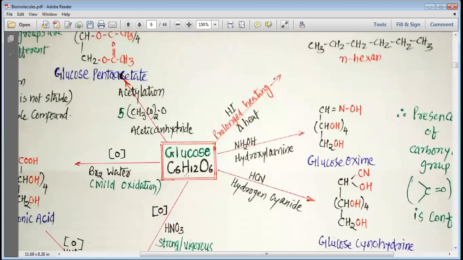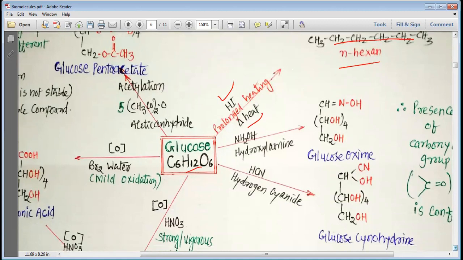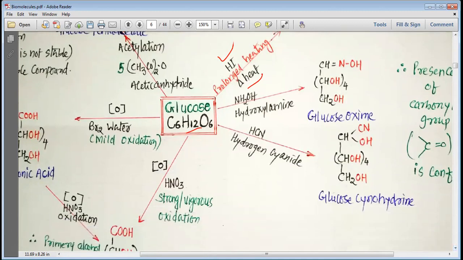When glucose is heated prolongedly with hydrogen iodide, it gives normal hexane, which says that all the carbons present in glucose have a linear structure, or they are linearly arranged. When glucose reacts with hydroxylamine, it gives oxime. When glucose reacts with HCN, it produces cyanohydrin. From these reactions, we can say that glucose has a carbonyl group present in it.